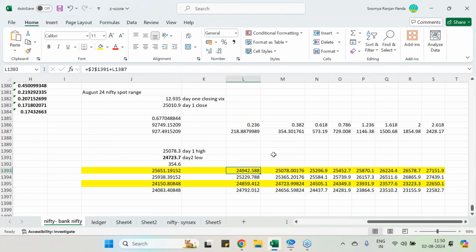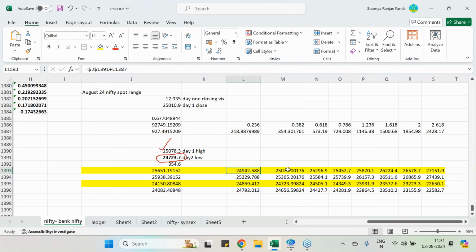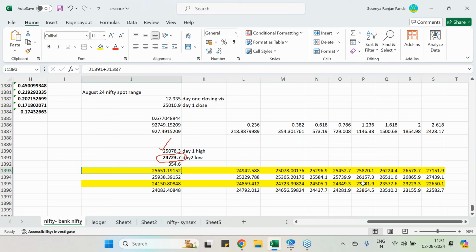So it says that if the Nifty spot climbs above 24,942, then it will have a... See, yesterday we had taken this calculation. When that high was made, from that high we did this calculation, and today is the day two low. So based on today's low, once the price crosses 24,942, it will enter the uptrend, and it will confirm the uptrend above 25,078, which is yesterday's high. After that, it may go to the level of 25,296, 25,452 and it can come to 100% retracement at 25,651.